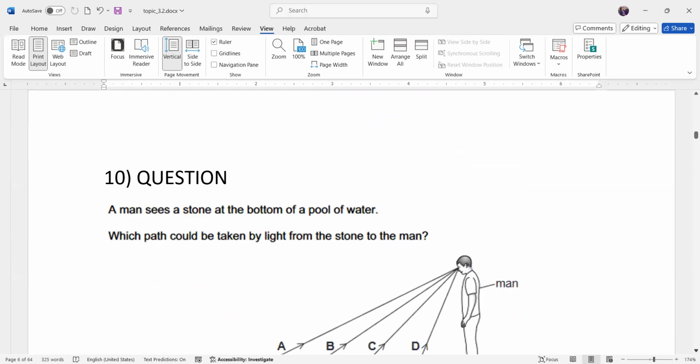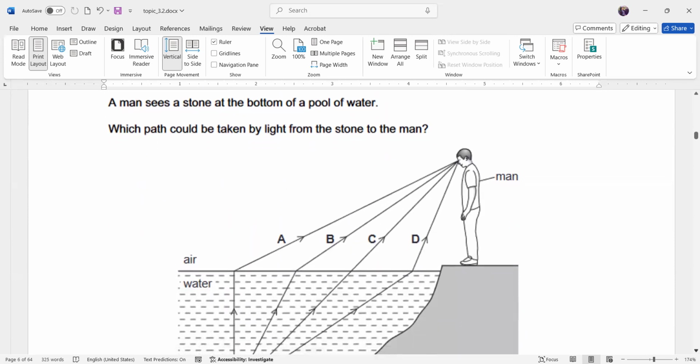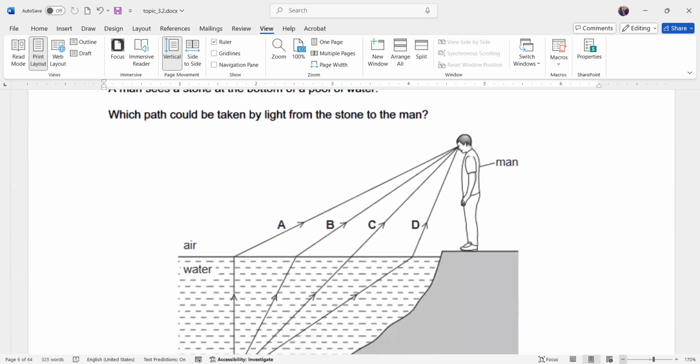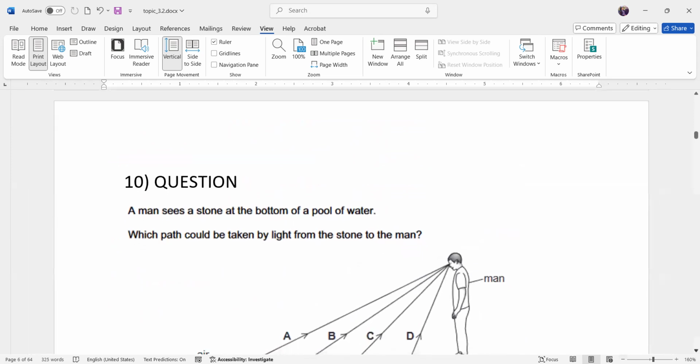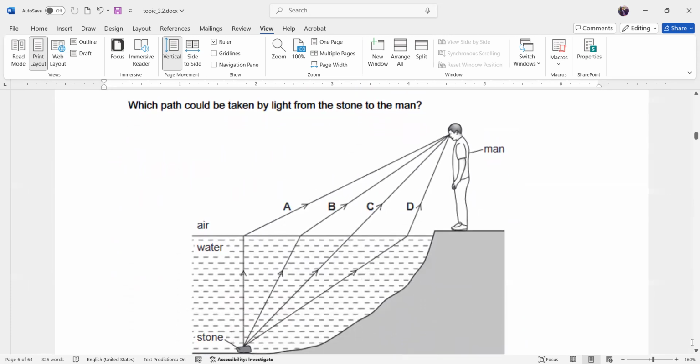A man sees a stone at the bottom of the pool. Which path could be taken by the light from the stone to the man? Last question. Look, if this was right, what should it look like? Because it is passing along the normal, it should pass straight. So A is not passing straight, which means this is wrong.